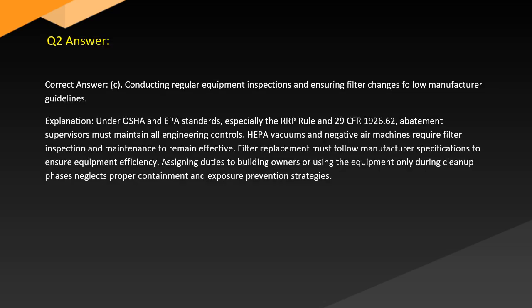Answer. Correct answer, C. Conducting regular equipment inspections and ensuring filter changes follow manufacturer guidelines. Explanation. Under OSHA and EPA standards, especially the RRP rule and 29 CFR 1926.62, abatement supervisors must maintain all engineering controls. HEPA vacuums and negative air machines require filter inspection and maintenance to remain effective. Filter replacement must follow manufacturer specifications to ensure equipment efficiency. Assigning duties to building owners or using the equipment only during cleanup phases neglects proper containment and exposure prevention strategies.